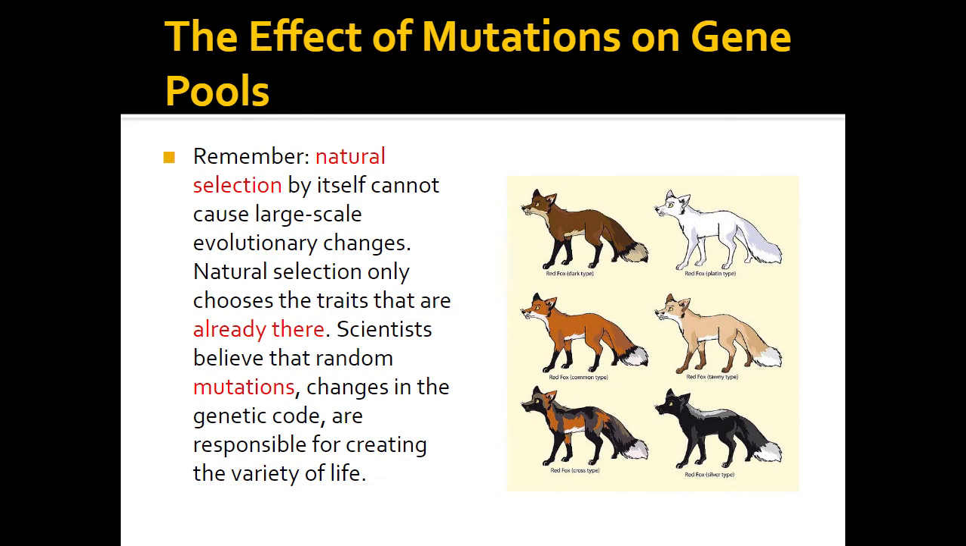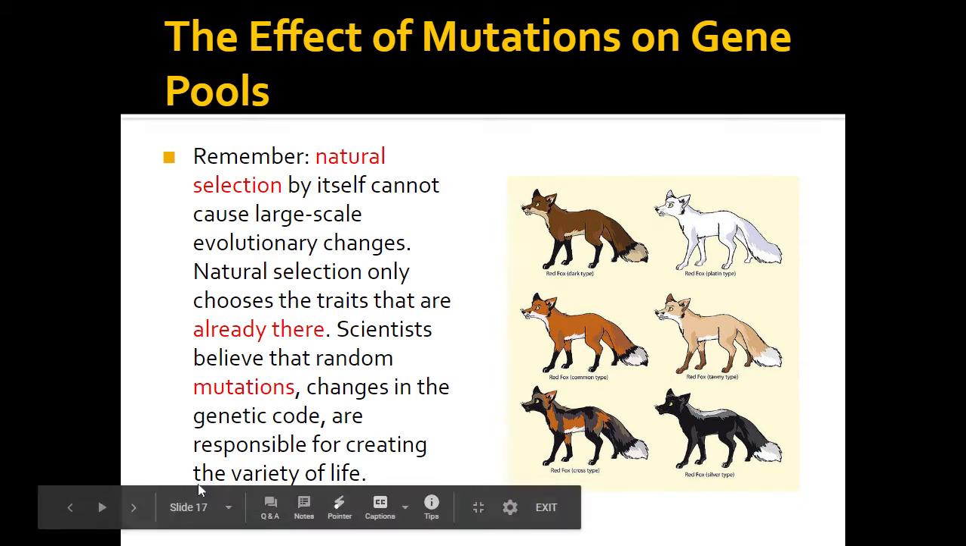So remember, natural selection, the organism itself is not choosing what happens to it. Natural selection is choosing the traits that are already there. Those traits are either there naturally or from mutations that occur. So scientists believe that random mutations are responsible for creating the variety of life that we have because it allows certain organisms to survive and gives them benefits over other organisms.